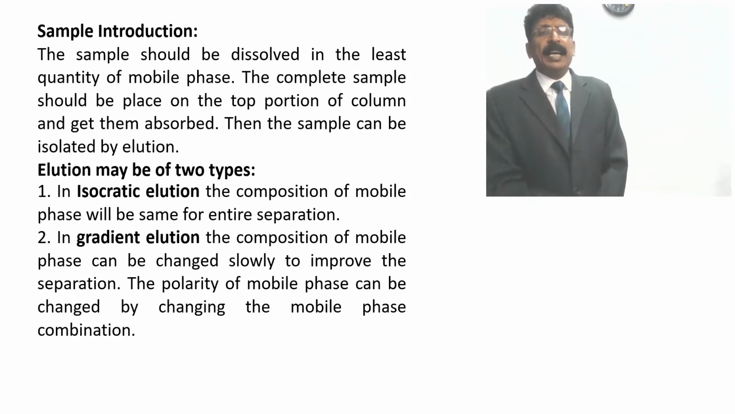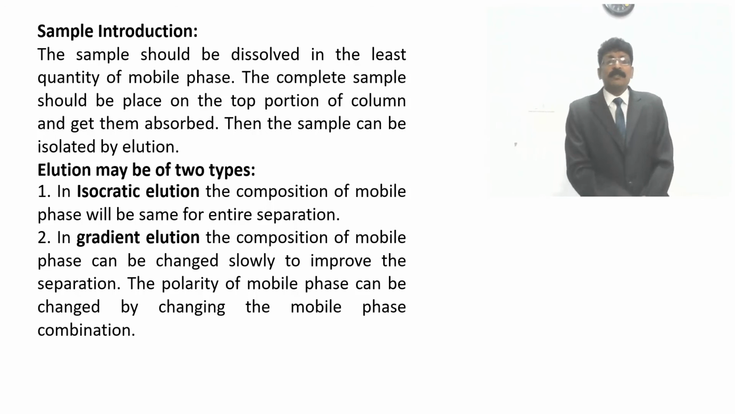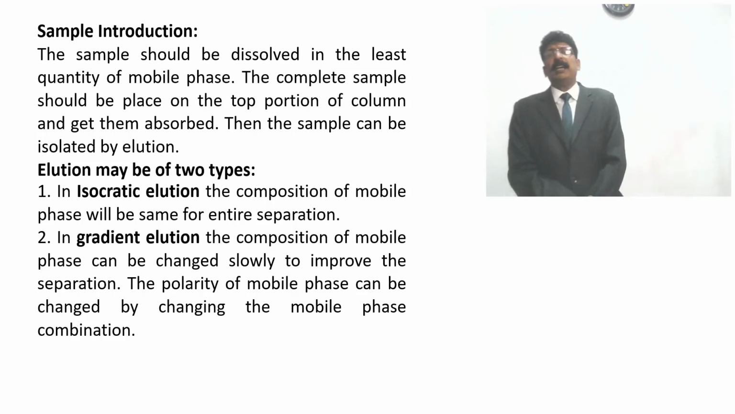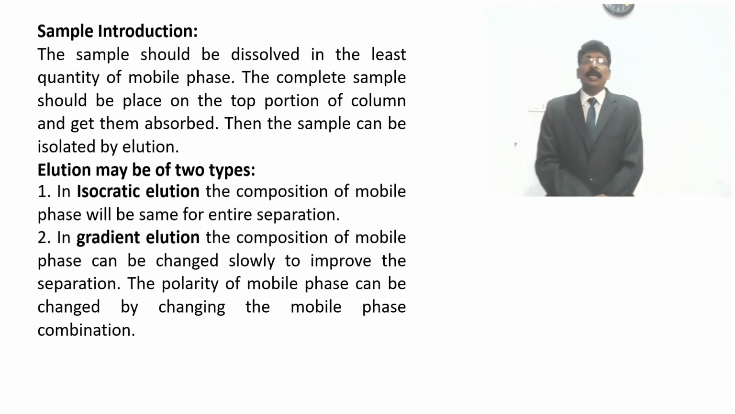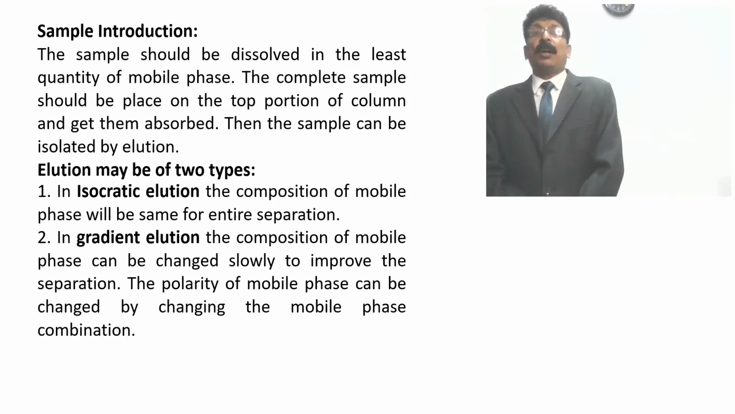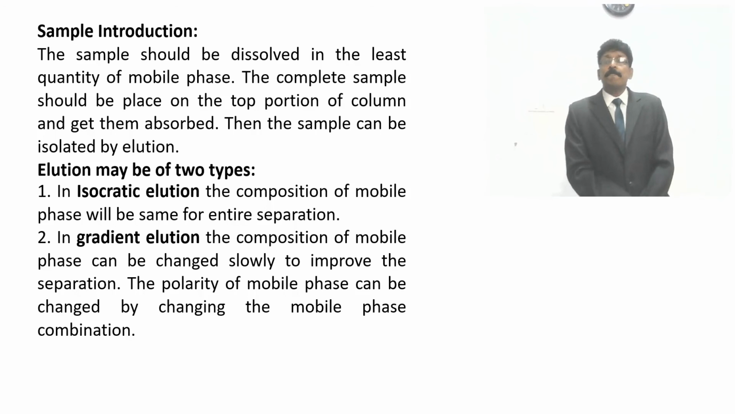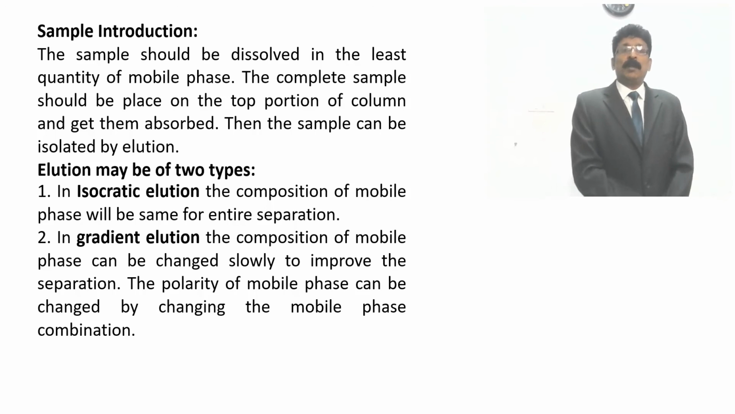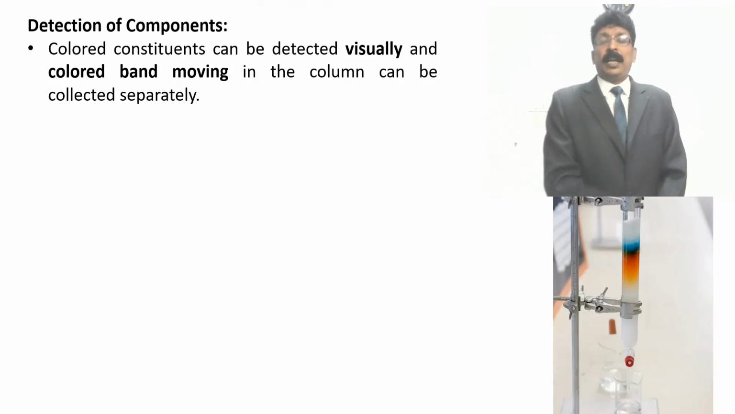But in gradient elution, the combination of the mobile phase is changed slowly, as I told, 10 to 90, 20 to 80, 40 to 60, and 50 to 50. Like that, you can increase gradually the polarities of the solvent system, changing the solvent system and slowly improving the separation. The polarity of the mobile phase can be changed by changing the mobile phase combinations, by increasing and decreasing the percentages.